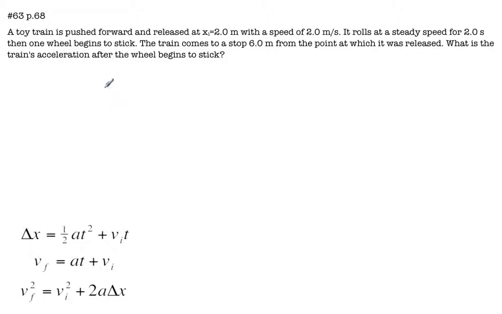So the problem starts with an object moving at a speed of 2 meters per second, and it does so at a constant velocity for about 2 seconds. Then the wheel starts to stick right around here. So the object is going to begin to get slower and eventually come to a stop. We'll say V final is 0 meters per second over here.